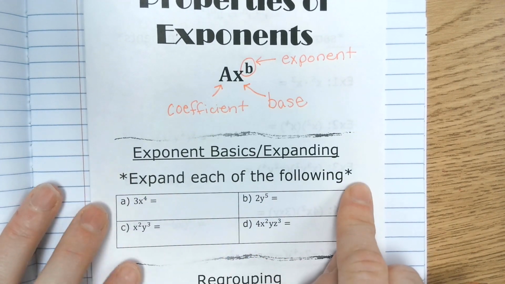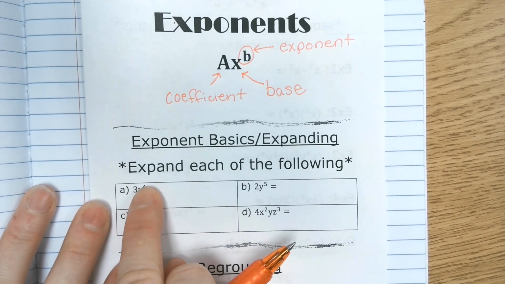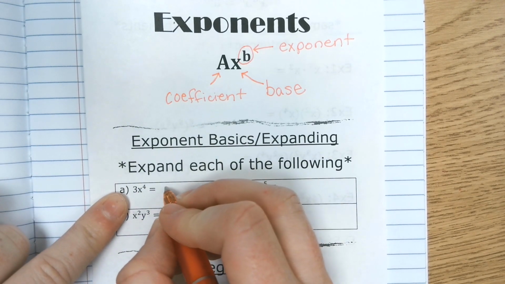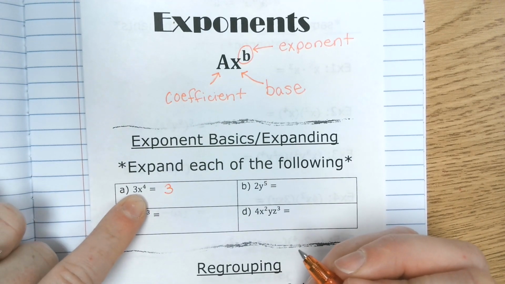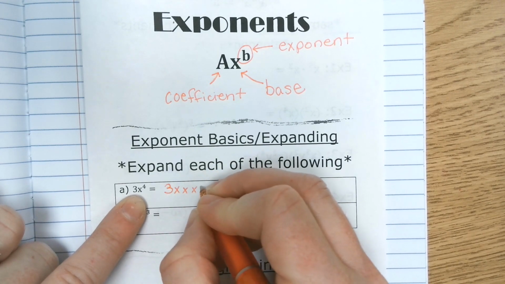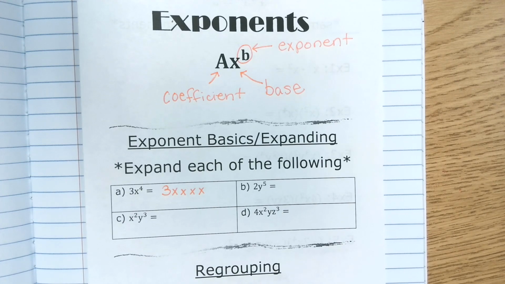So let's go ahead and expand each of the following. So we have 3 and then x to the 4th. When we expand it, we're just going to look at the base with the exponent. 3 is just going to stay. That's our coefficient. But x is to the 4th power, so that means I'm going to write x 4 times. So go ahead and do B, C, and D now.